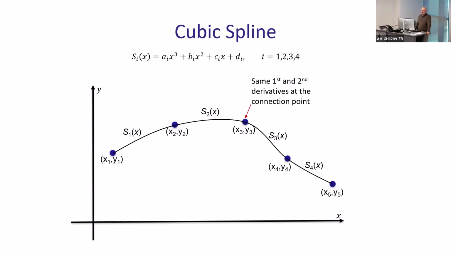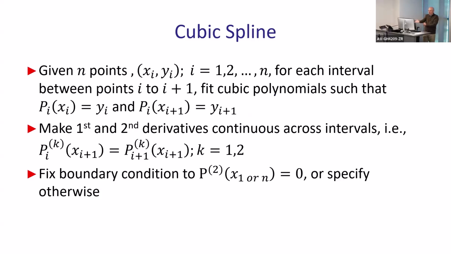Typically, this is the most popular one: cubic spline. A third-order polynomial has 4 coefficients. This is the overall algorithm. I already explained it, but to summarize, you have all of these endpoints xi, yi, i from 1 to n, and you have to find these polynomials in each interval between the points.